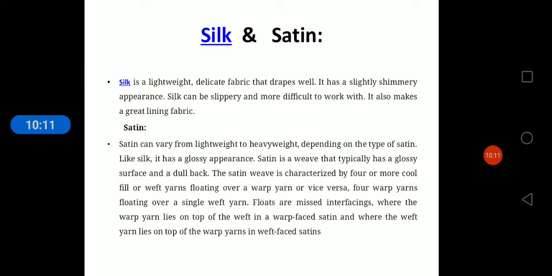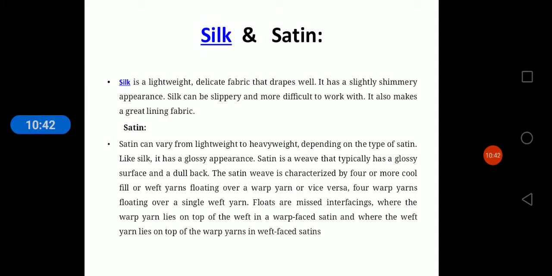And silk and satin. Silk is a lightweight, delicate fabric that drapes well. It has a slightly shimmery appearance. Silk can be shimmery and more difficult to work with. It also makes a great lining fabric. Satin. Satin can vary from lightweight to heavyweight depending on the type of satin. Like silk, it has a glossy appearance. Satin is a weave that typically has a glossy surface and a dull back.